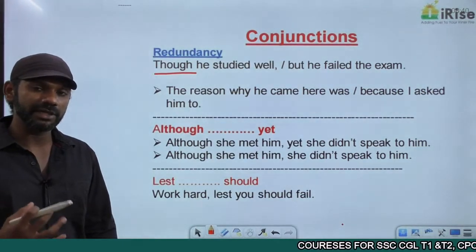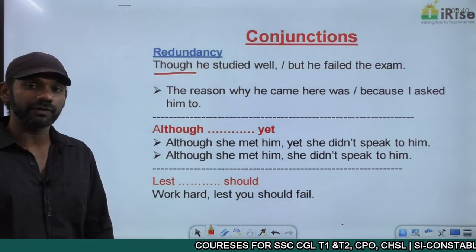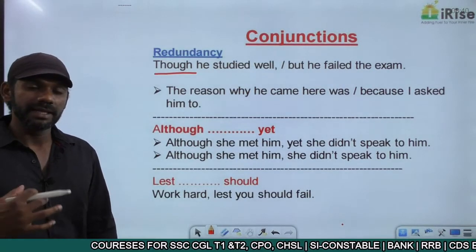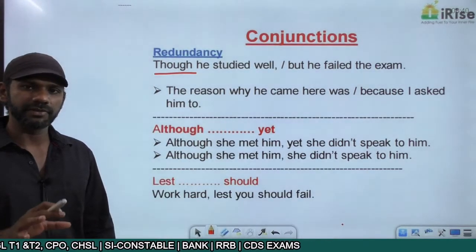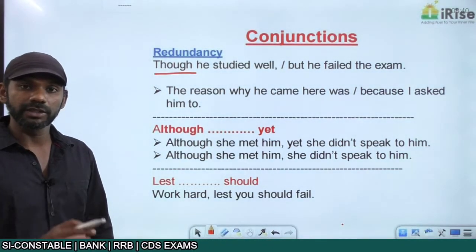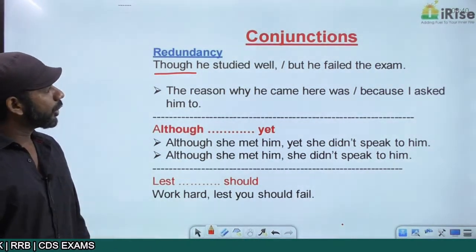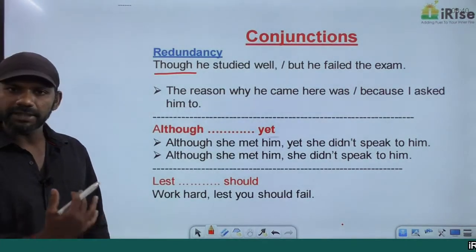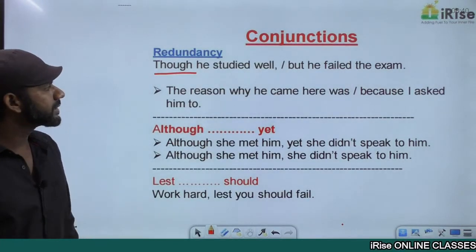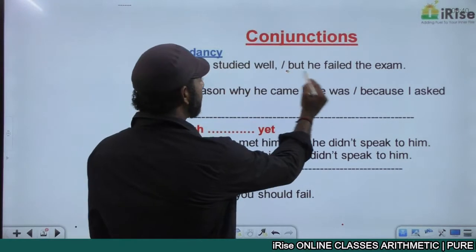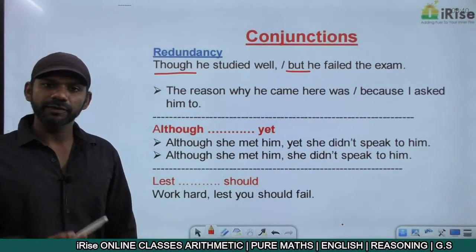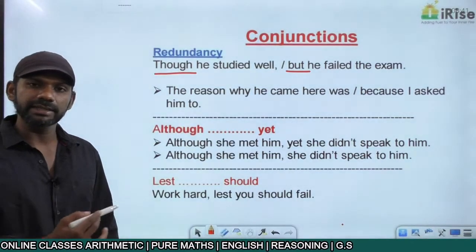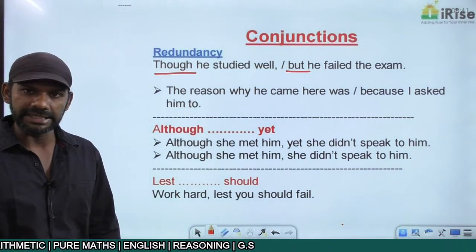You can understand the importance of this concept, especially in the case of parajumbles, reading comprehension. We cannot touch parajumbles, reading comprehension or cloze test without a good knowledge of indicators. So, though he studied well, but he failed the exam. Though is a contrast indicator, but is also a contrast indicator. So in this statement, we have two contrast indicators. So the error in this statement is with the concept of redundancy.